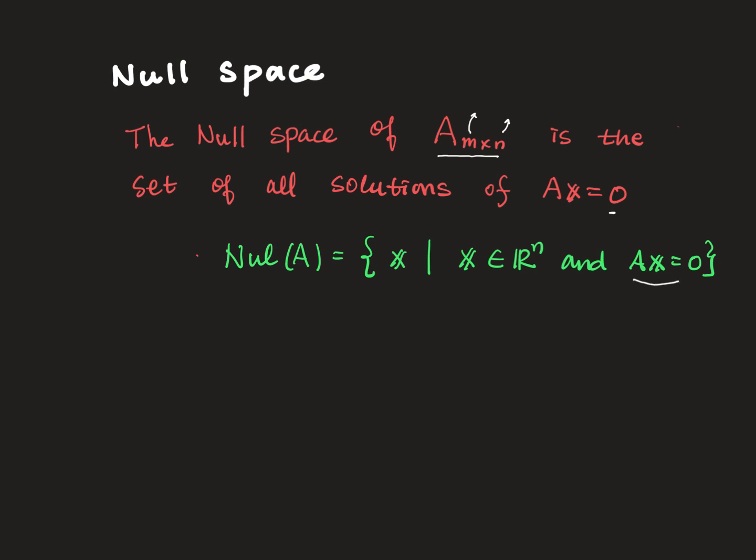What do you call this one, guys? Remember from the previous video or previous chapter, this is a homogeneous equation, because the right side is 0. Homogeneous equation. So we collect all the solutions of the homogeneous matrix equation, and we call that the null space, okay? So first, what is null space, what does it look like? Let's give an example on the next slide.